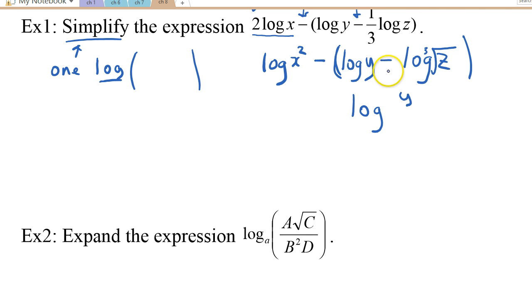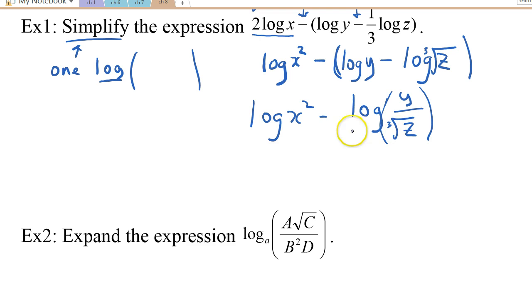Y, now instead of minus, I'll put it inside this log, divided by this cube root of z. So this is inside that log function right now. So I've combined that together. Now I've got log of x squared minus that. Okay, so again I'm subtracting, right? So now I can combine this as a single log. It's going to be this all over that.